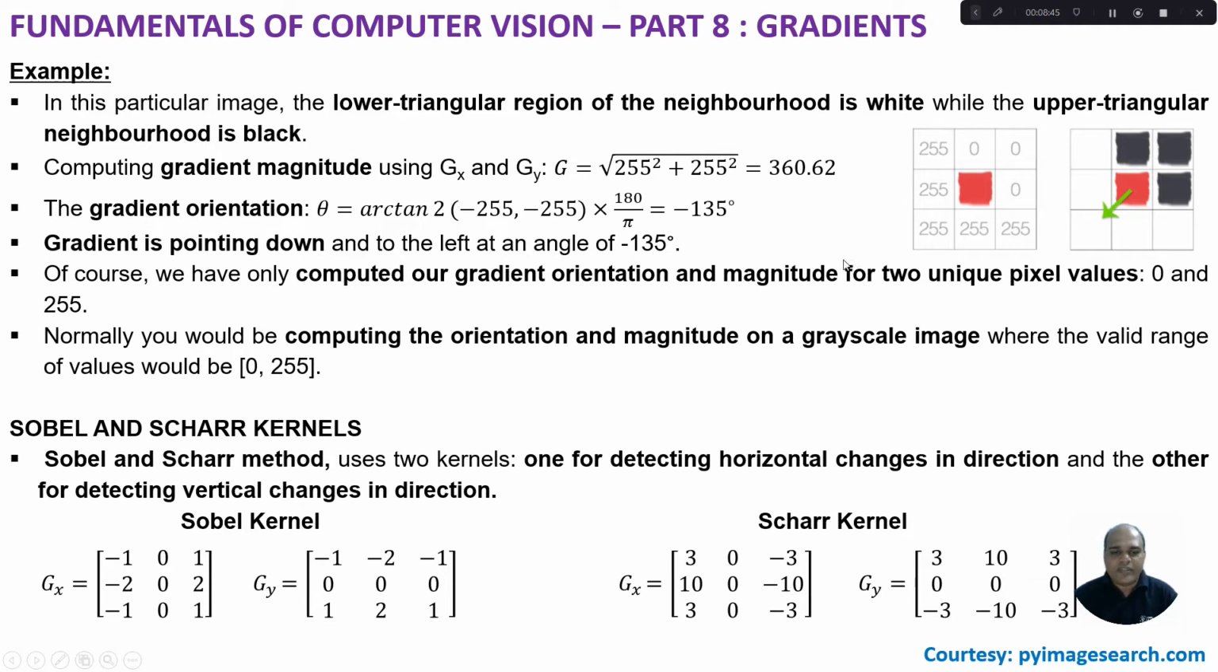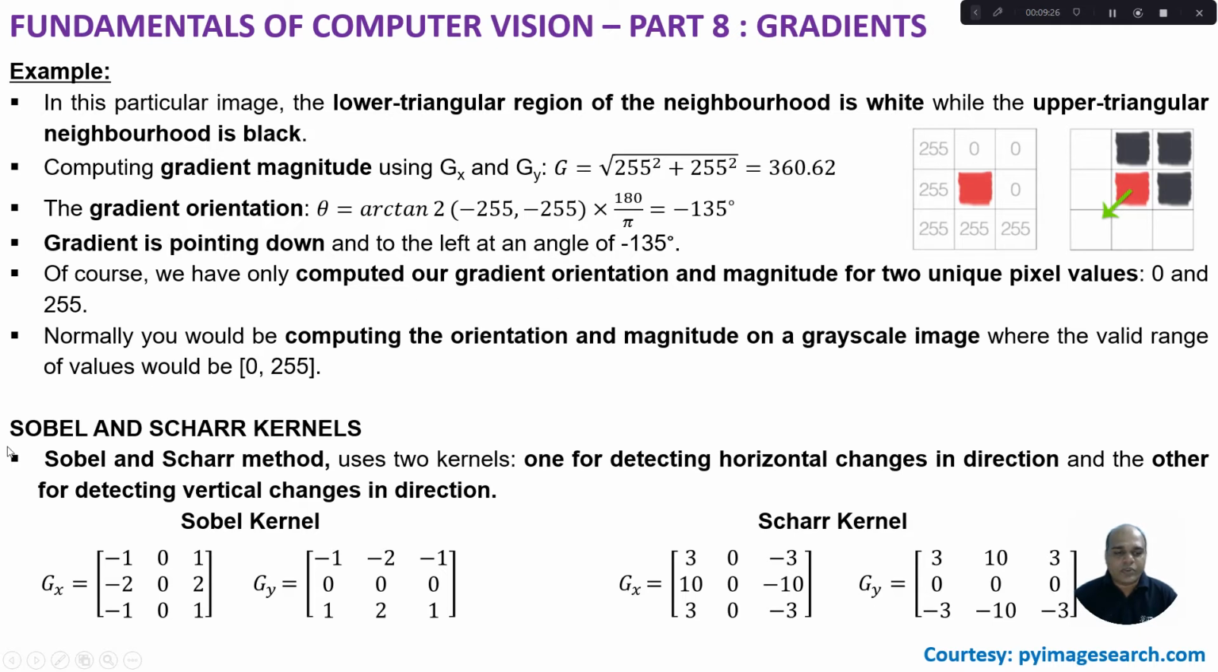So here for simplicity, we have taken only two pixel values, 0 and 255. But in a real case, we will have a grayscale image. Grayscale image in the sense, the pixel intensity can be any value from 0 to 255. So there we will be making use of this 0 to 255 to compute the orientation and magnitude of the gradient. So by doing it mathematically, we found the strength of variation at a particular point and in which direction it changes. We can also use kernels to do this operation.